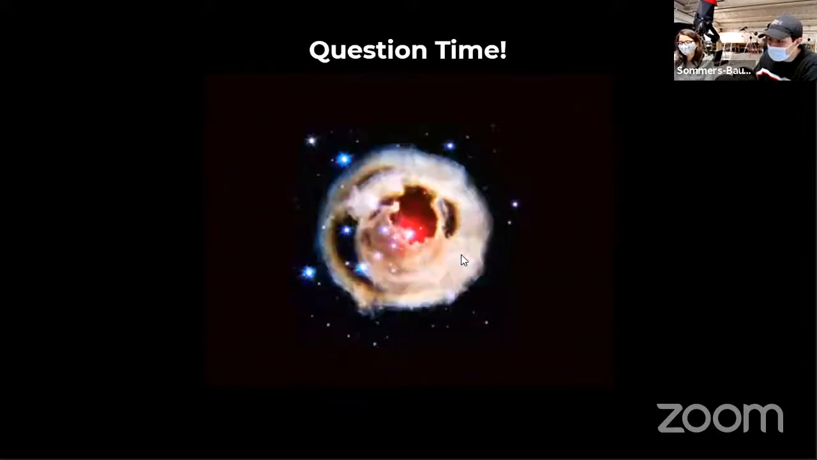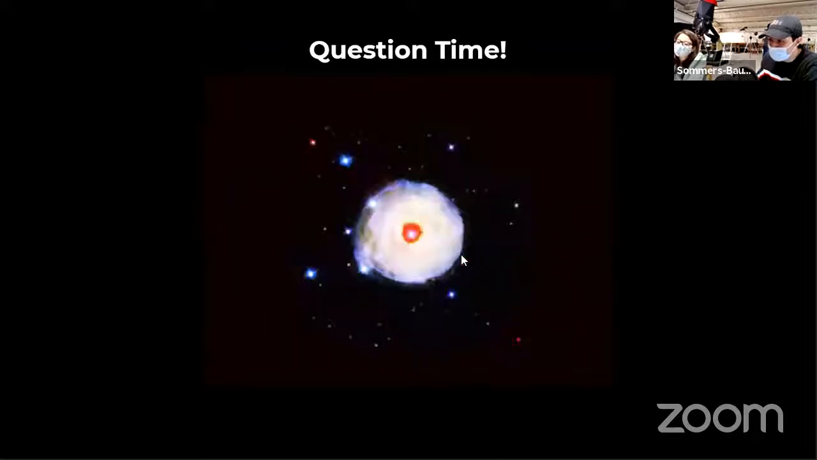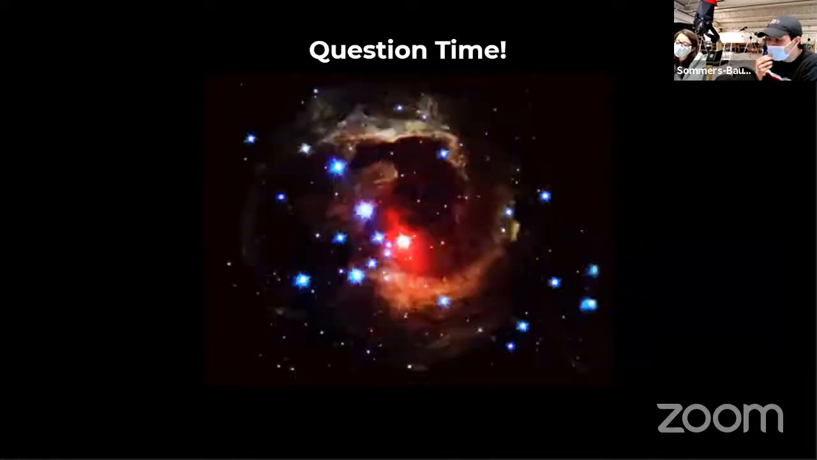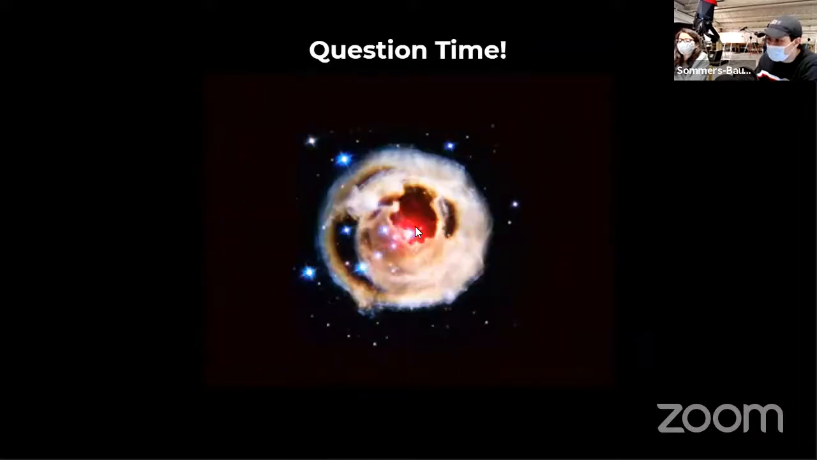This is just several pictures of a red giant star undergoing its death phase. You can see it shedding off its layers, and then eventually these layers form a planetary nebula.